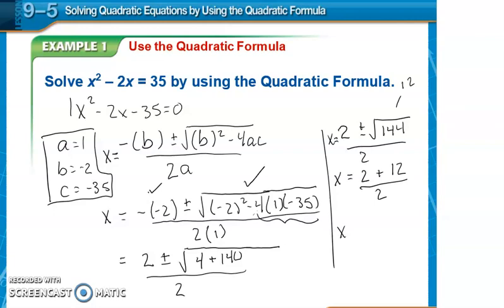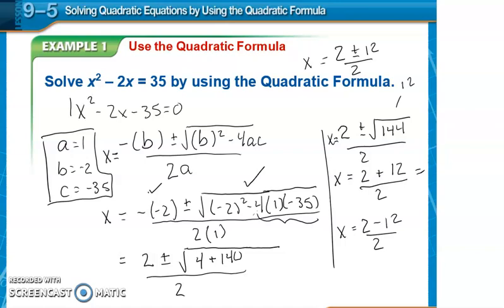So x equals 2 plus 12 over 2, but x also equals 2 minus 12 over 2. So we just took that and we separated it by the plus or minus. It was 2 plus or minus 12 over 2, so we just rewrote that two times, one with the plus and one with the minus.